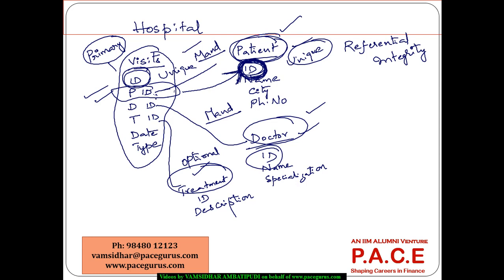So which means the patient ID in the visit table is referring to that patient ID in the patient table. That is what we are calling referential integrity. We are enforcing that in the visit table, a patient ID which is not present in the patient table cannot exist here. Similarly, the doctor ID which I am representing in the visit table should be mandatorily present in the doctor table. That is what we are ensuring as referential integrity.